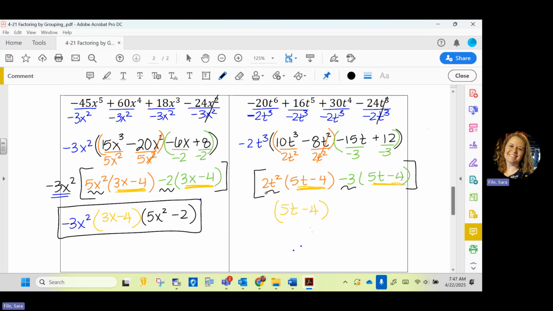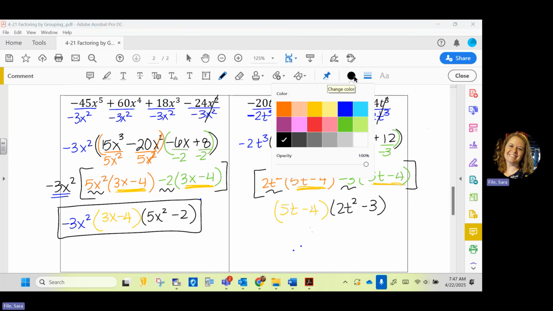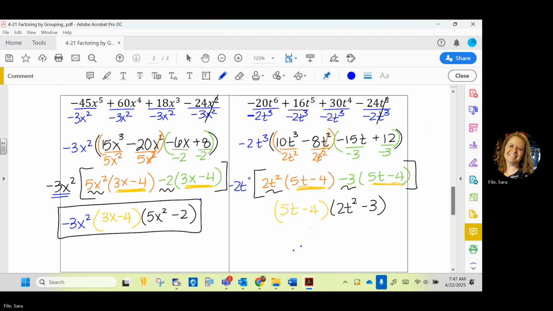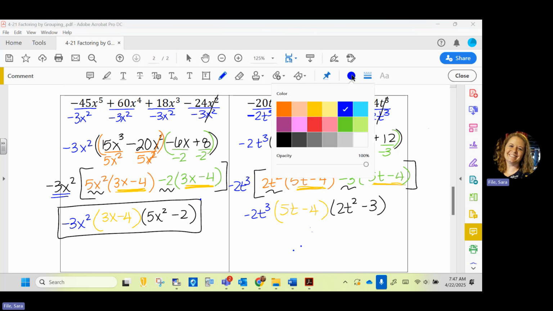Then I bring those GCFs from in there together. Again, I see a minus and a square, but 2 and 3 are not perfect squares. And then I don't forget the original GCF that I took out. It's still out there.